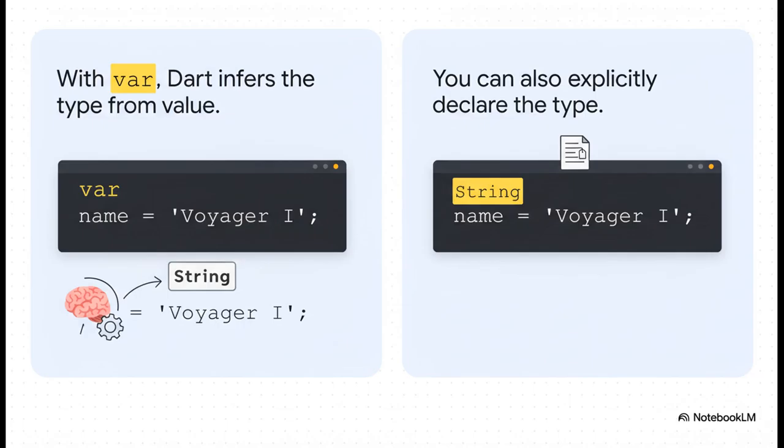Now let's talk variables. On the left, we're using the var keyword. See, Dart's compiler is incredibly smart. It looks at the text Voyager I and just knows, hey, that's a string. Same with the number, it infers the type. On the right, we're being more explicit, telling Dart exactly what the type is. Both ways work just fine.